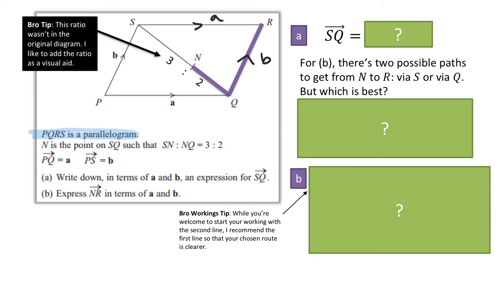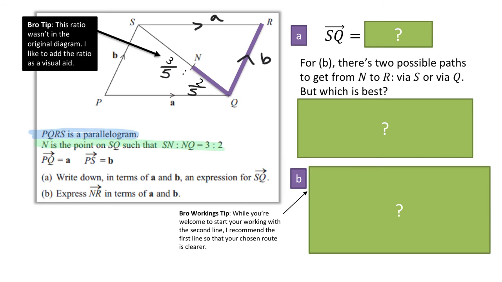So, there we go. It then says, N is the point on SQ such that SN to NQ is 3 to 2. So you can see here I've written the ratio. However, once I've written the ratio, I then write my fraction of amount, essentially. Okay? So SN is technically 3/5 of the line. And then NQ is technically 2/5 of the line. Okay? So then I do that part. Check.